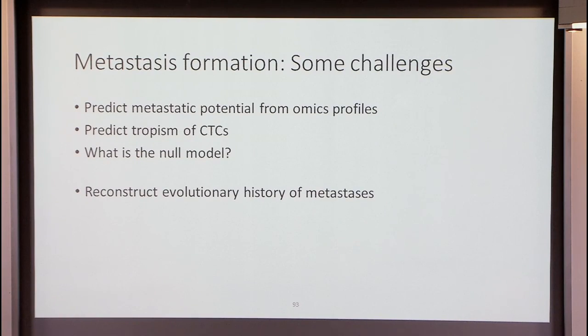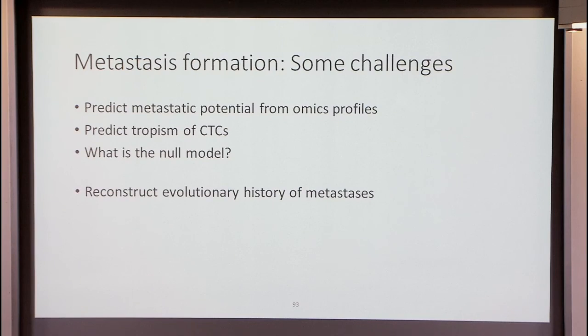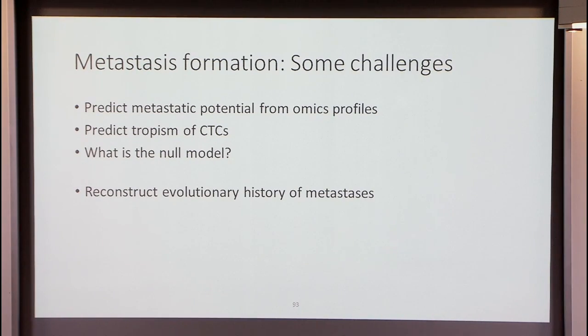So there's a number of challenges with metastasis formation. So we would like to predict metastatic potential from omics profiles. I mentioned that already. We would also like to predict the tropism of circulating tumor cells. So to which organs are these cells likely to go, or in which organs are they able to seed the new tumor?